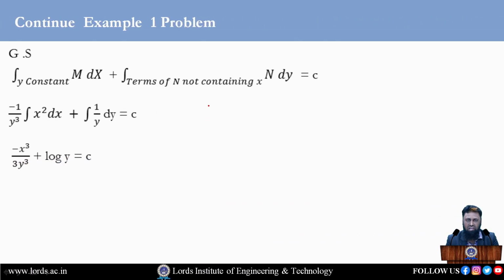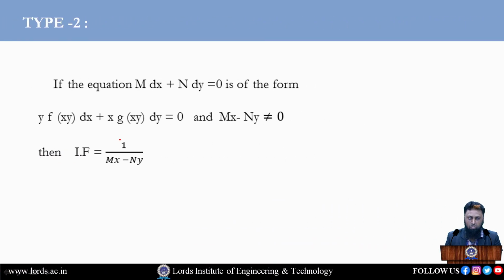The general solution formula is the integral of M dx (treating y as constant) plus the integral of those terms of N not containing x, dy, equal to 0. Here y is constant, so we get the integral of 1 by y cube times x square dx, and in N we substitute x equal to 0, so we get 1 by y dy equal to 0. Now take the integration: the integral of x square is x cube by 3, so you get minus x cube by 3y square, and the integral of 1 by y is log y, equal to 0. This is our answer.